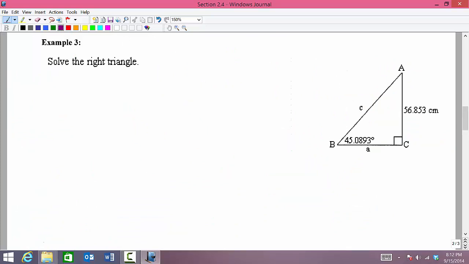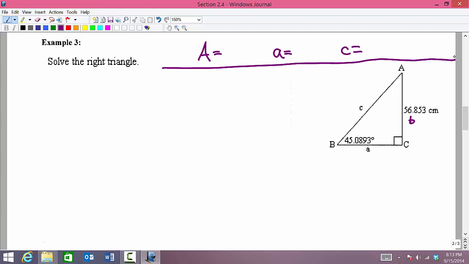Now for example 3, we're asked to solve the right triangle, and this time we're actually provided with a picture. We know angle B and angle C, and we know side B. What we're looking for now is what is the measure of angle A, what is the measure of side A, and what is the measure of side C. So these are the three things that we are going to try to find.